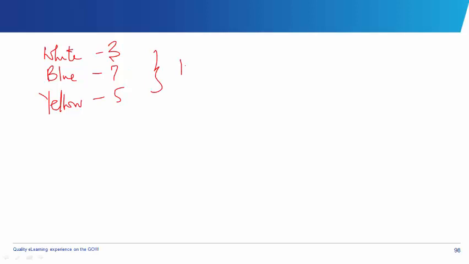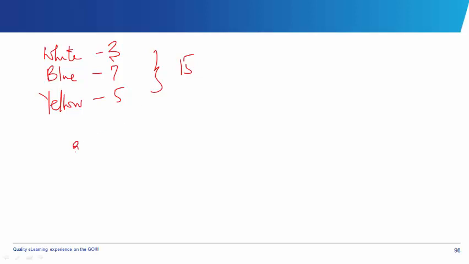Okay, so say we have a bag, and the bag contains 3 whites, so our white is 3, 7 blue, so our blue we have 7, then 5 yellow, for yellow we have 5, then that means we have a total of 15 balls.